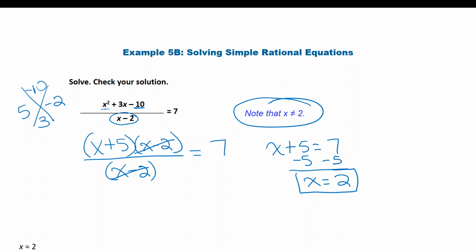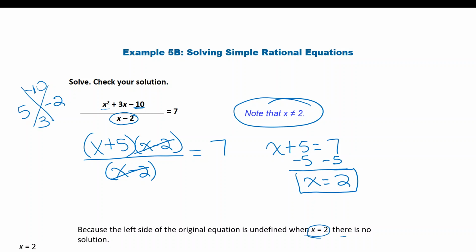So what that tells me is that because the left side of the original equation is undefined when x equals 2, there is no solution. All right, so you would just say no solution for this problem.